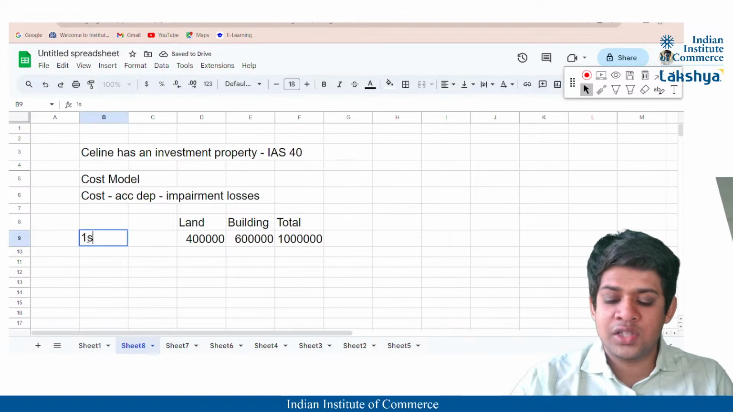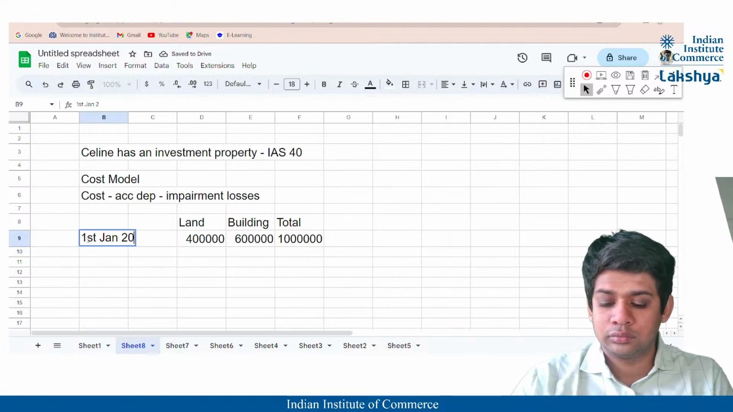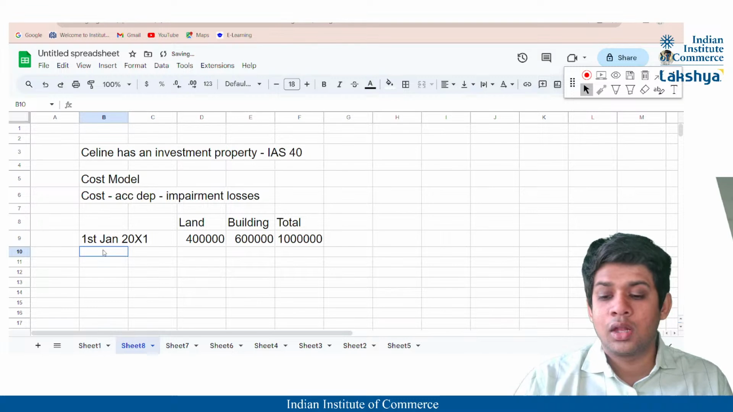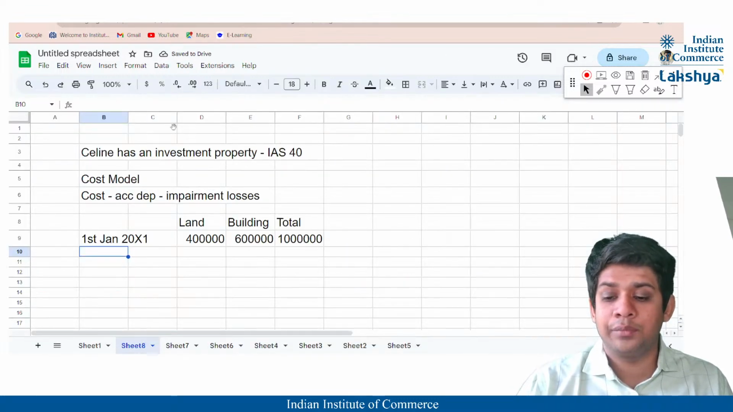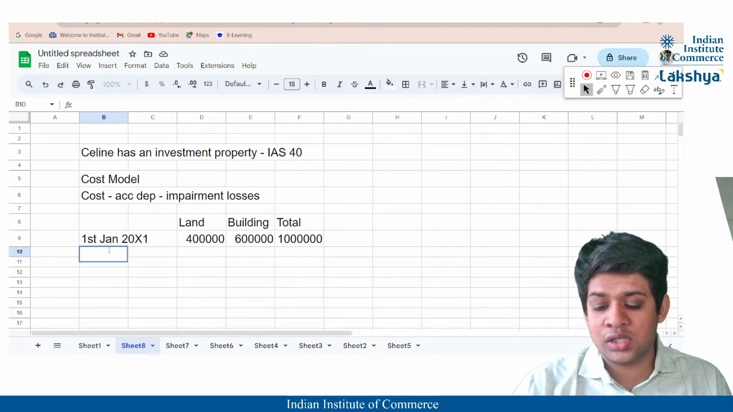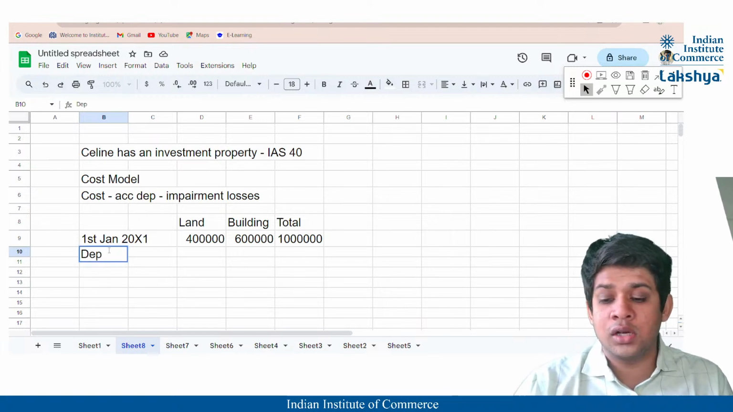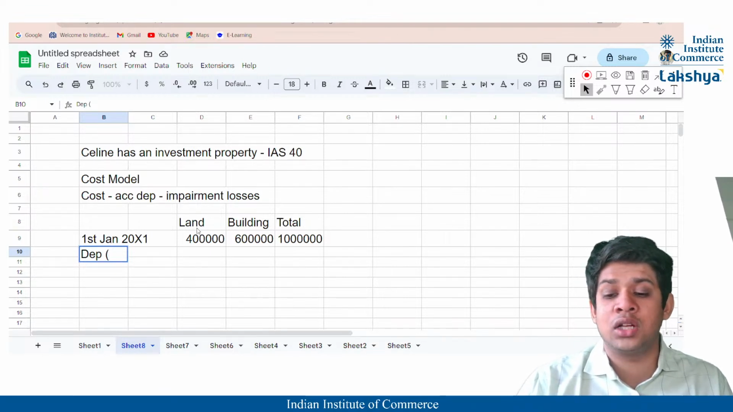Yes, at 1st Jan 2011, right? We will charge depreciation on the property, correct? Because we are using the cost model. If we would have used the fair value model, we would not charge any depreciation. Always remember, depreciation is not to be charged on the land. Land is not depreciated because it has an indefinite useful life. Only the building is depreciated, correct?